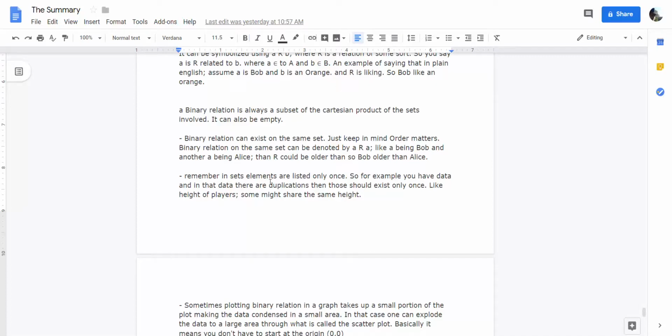And the elements in a set are always listed once, so there are no duplicated elements. You can't have two Alices or two Bobs in the same set.